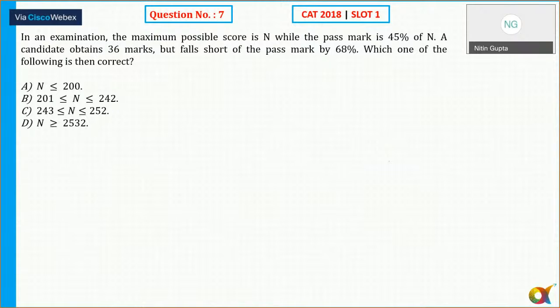It says in an examination the maximum possible score is n while the pass mark is 45 percent of n. So pass mark is equal to 0.45 n. A candidate obtained 36 marks, but fell short of the pass marks by 68 percent. So it means 68 percent less. So it means that is equal to 0.32 into 0.45 n. ये आ जाएगा, 68% कम है ना. तो actually it means what, 32% of passing marks he has got. So 0.32 into passing marks, which is 0.45.